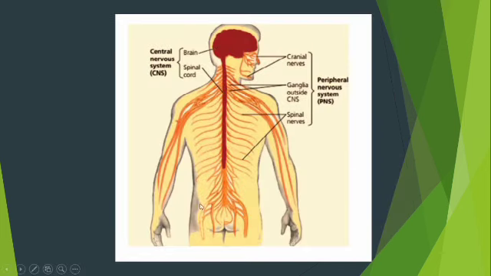So here you can see the two main parts of the human nervous system: the central nervous system, which is made up of the brain and the spinal cord, and the peripheral nervous system, which is made up of cranial nerves. Cranial nerves are the nerves which arise from the brain, and also spinal nerves. They are the nerves which arise from the spinal cord, and also the ganglia, which are located outside the central nervous system.